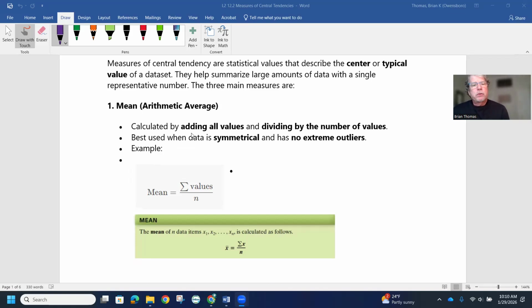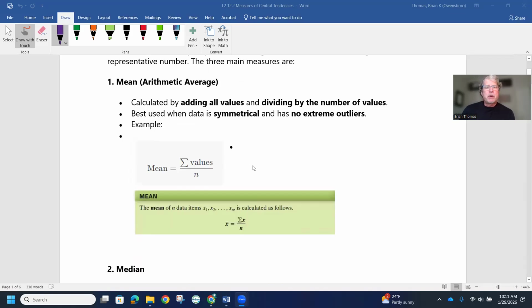It's best used when the data is symmetrical, with no extreme outliers. A lot of times for this symmetrical idea, we'll be using a term called normal distribution, which represents the symmetry. Symmetry is very powerful when it comes to the arithmetic mean. Now, if there are extreme outliers, that can really impact the mean quite a bit. It's affected by a number that is really far off from the rest of the numbers.